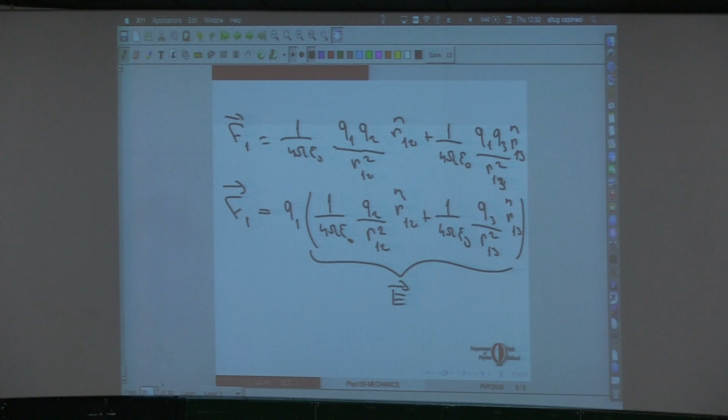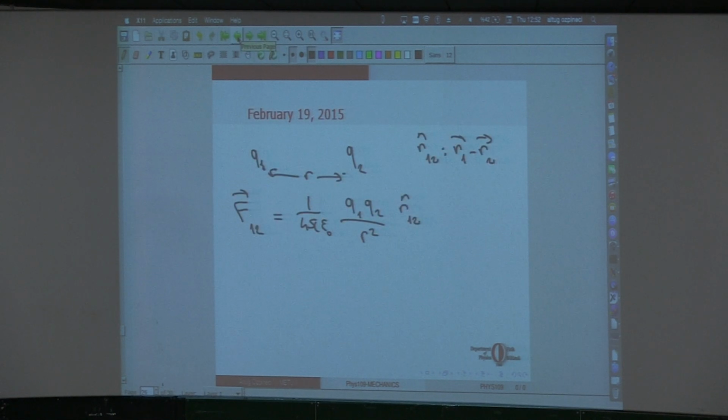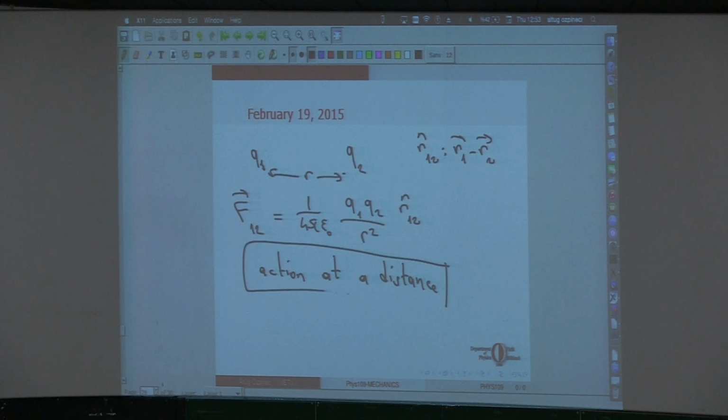Now, why do we define the electric field? One problem with this expression, with Coulomb's law, is that it assumes that the second charge influences the first charge from a distance. This is what we call action at a distance. Well, it is something that in physics we don't really like.